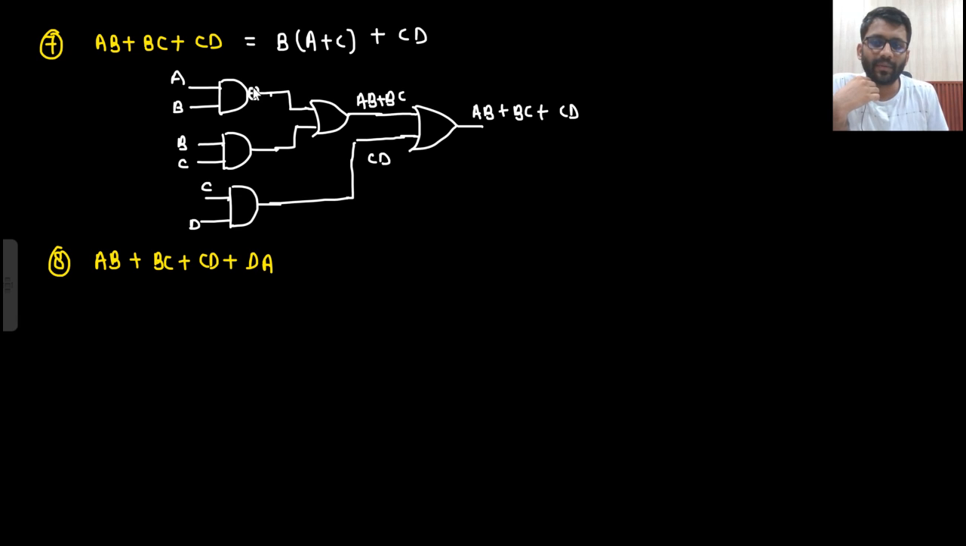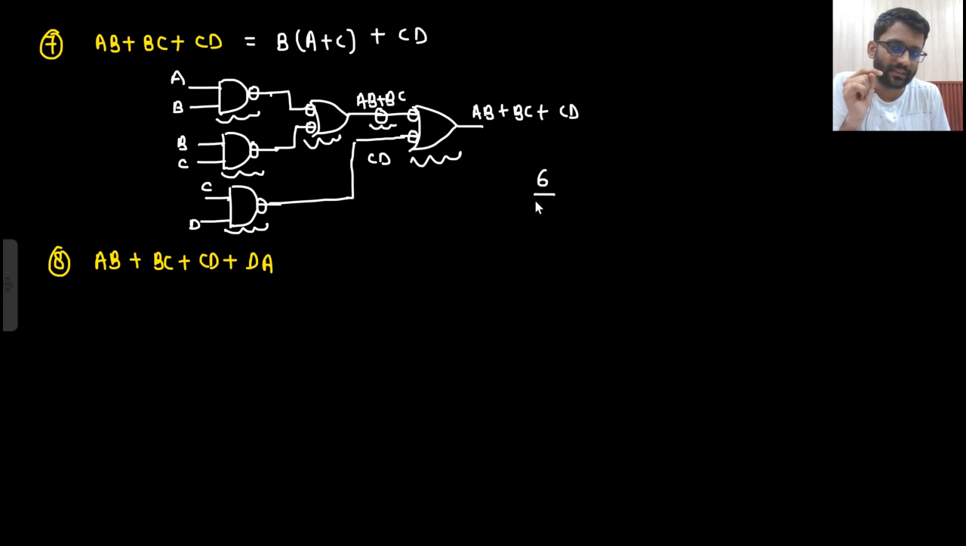So if you introduce a bubble here, then another bubble will come here. If you introduce a bubble here, another bubble will come here. Then to make it an AND gate, you need to introduce one more bubble. So if you are introducing one more bubble, then one more bubble will come. So 1, 2, 3, 4, 5 and 6. So answer is 6. Are you getting this point?